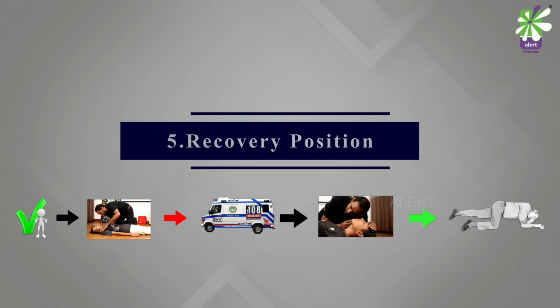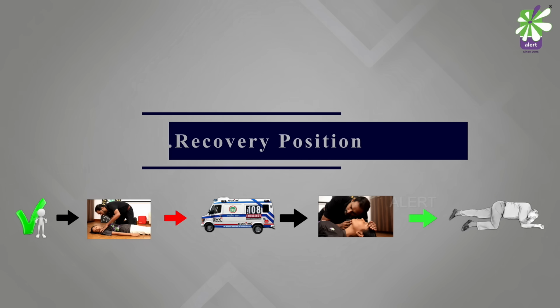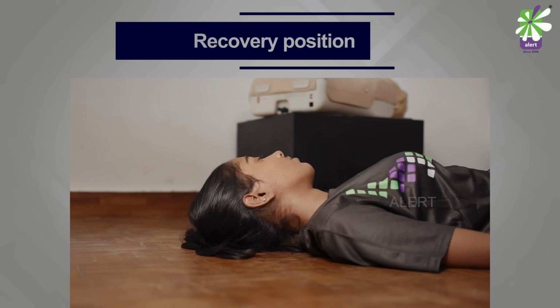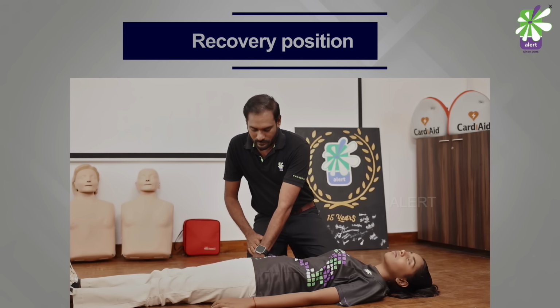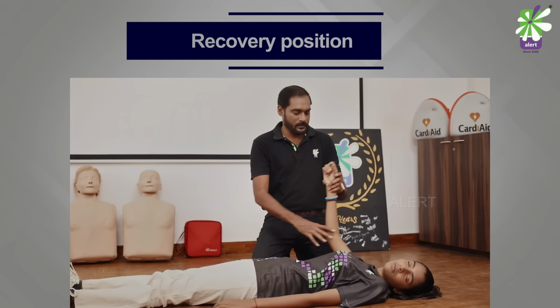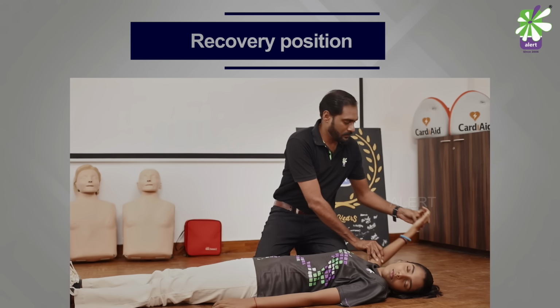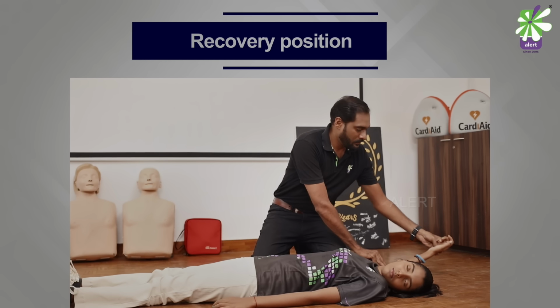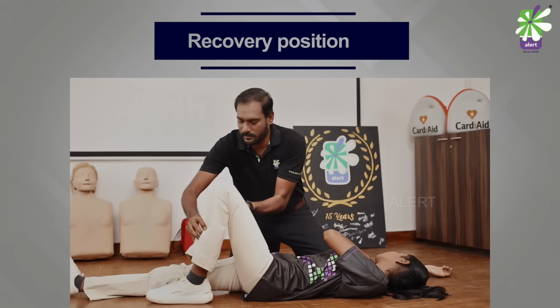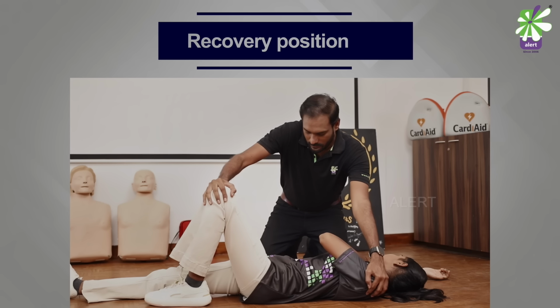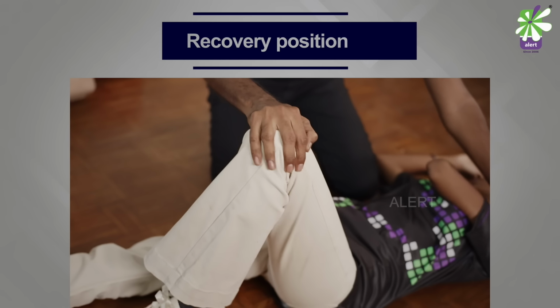5. Recovery position. Now, to put the victim in the recovery position, you should kneel down by the side of the victim. Place the hand on your side against the floor, palm facing upwards. Rest the other hand on the shoulder towards you. Tilt the face towards this shoulder. Bend the knee of the leg that is away from you. Roll the victim over to your side, catching the bent knee and the shoulder point opposite to you.